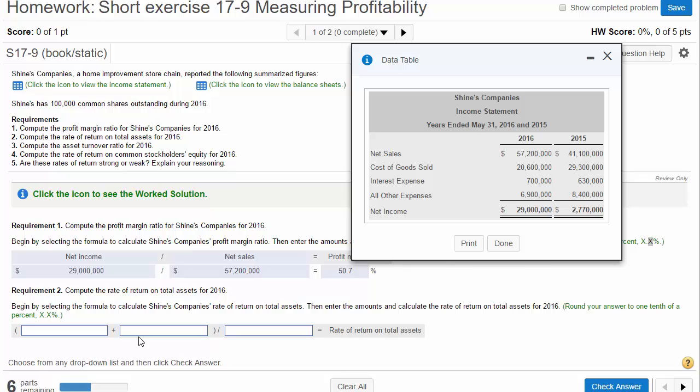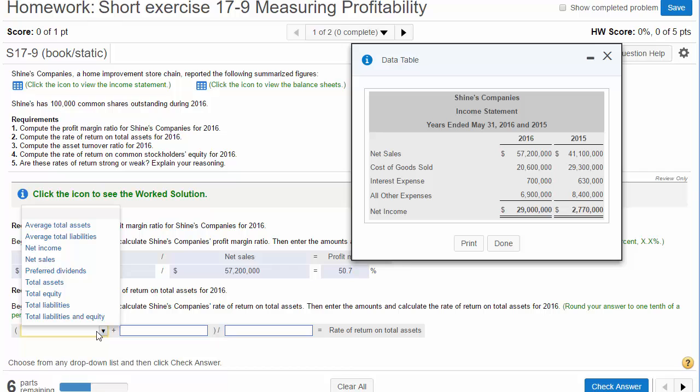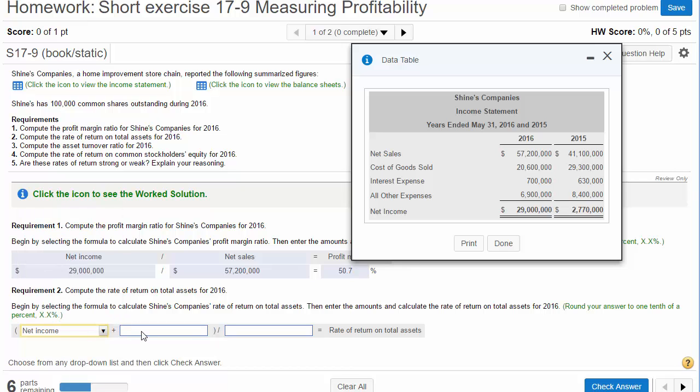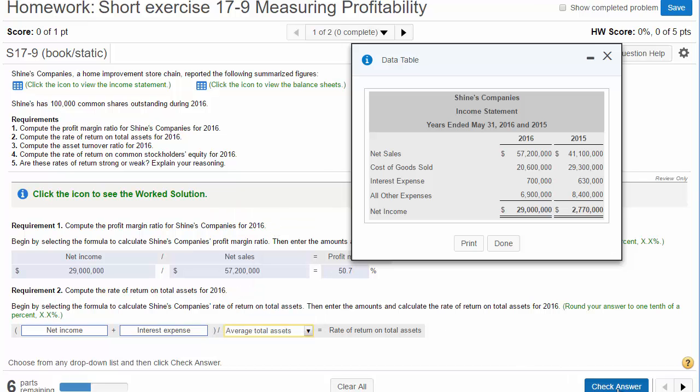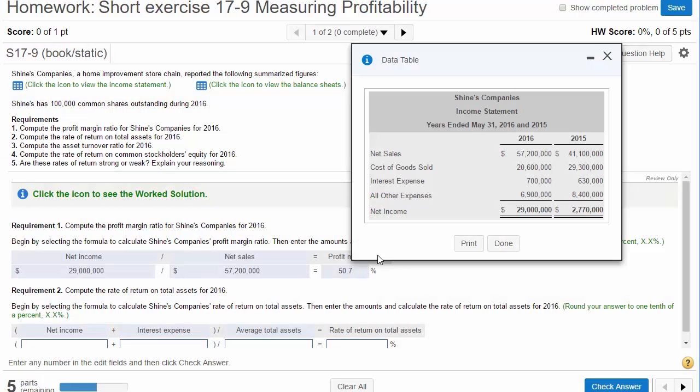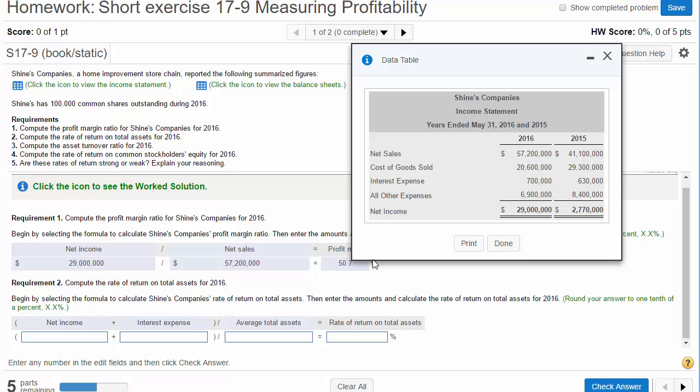So what do the owners get in return for owning the company? They get net income. And what do creditors get? They get the interest expense, because they're the people who are loaning money to the company. And then we're going to divide by average total assets. That will give us our return on assets, ROA. So we need to plug in net income. Net income for 2016 was 29 million. Interest expense was 700,000.